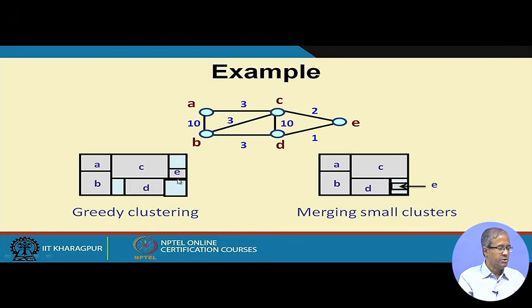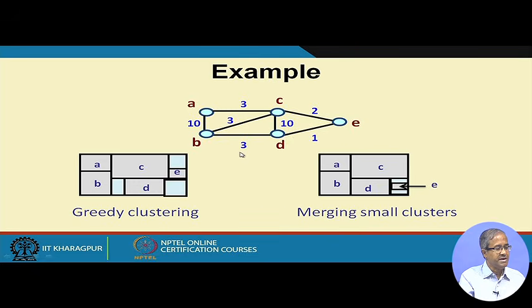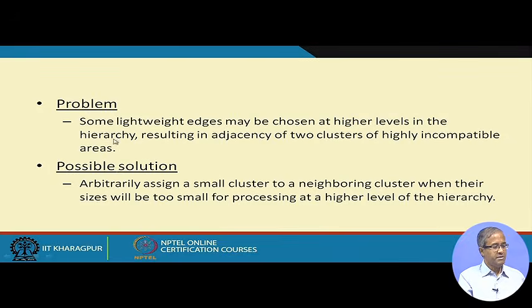Okay. So, one heuristic has been suggested because this is a problem. Some lightweight edges may be chosen at higher levels in the hierarchy, resulting in adjacency of 2 clusters of incompatible areas that may lead to an increase in the layout area. Like you see here, AB and CD are nicely compatible in terms of the height. So, E you cannot place anywhere down. So, you have to place it on the right.